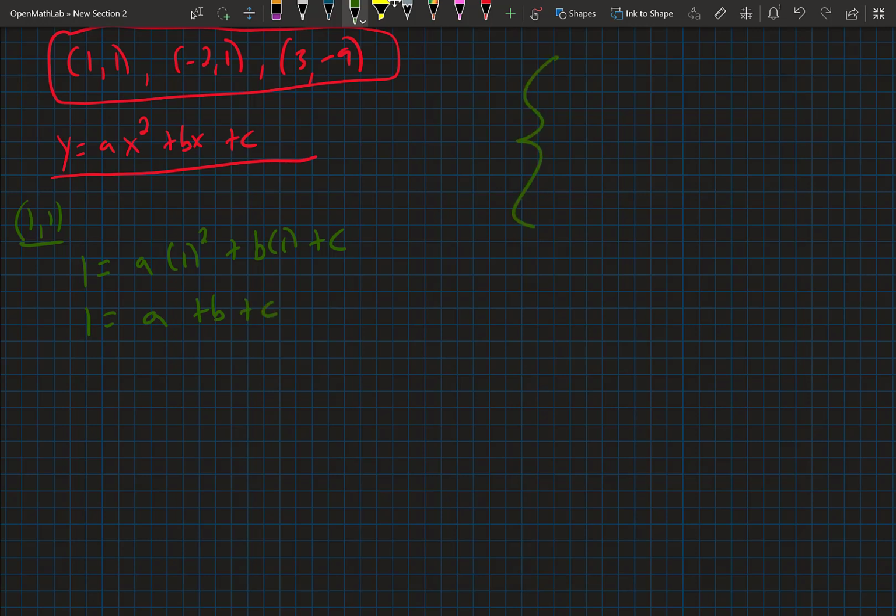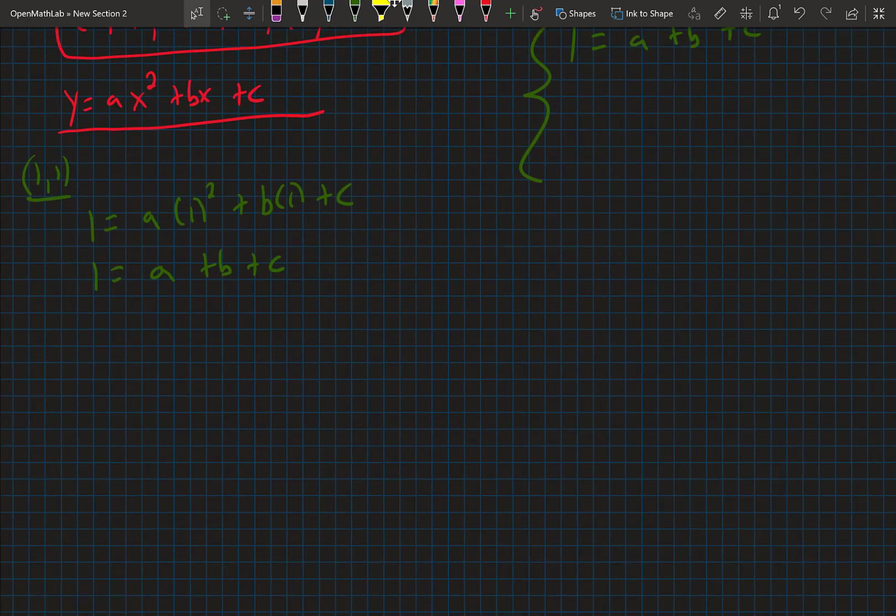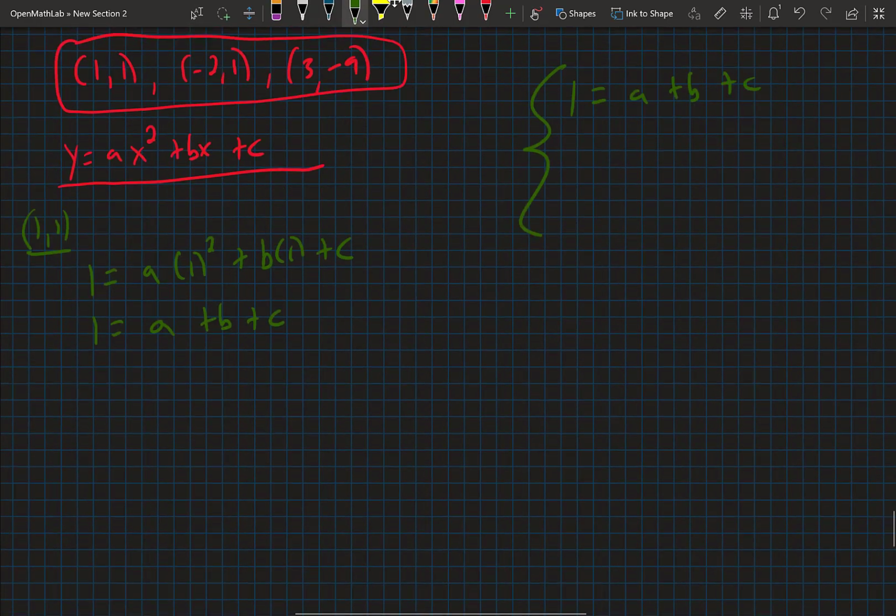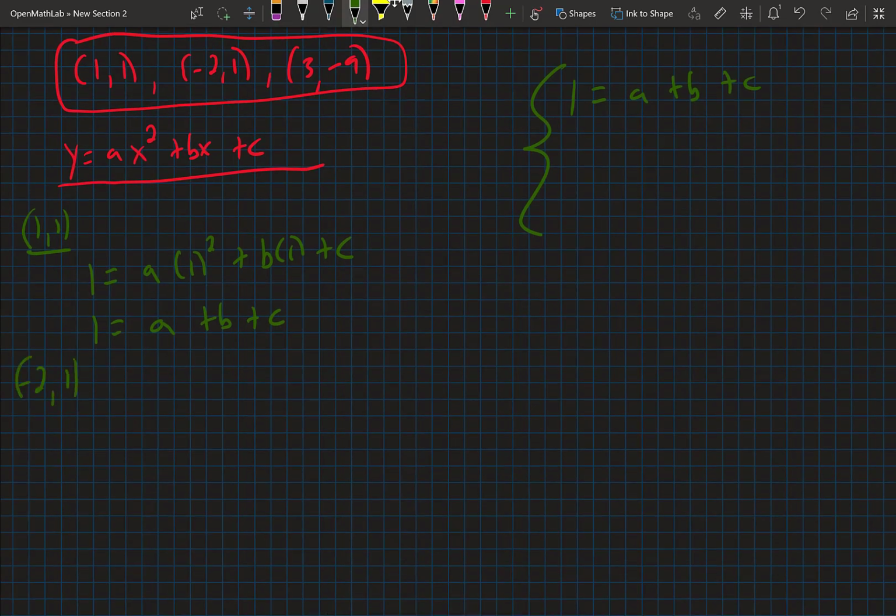So I'm going to gather these. Essentially what we're going to get are 3 linear equations with a, b, and c in them, and then we're going to solve the system of equations. I'm going to use the addition method. The next point is (-2, 1). This gives me 1 equals a times negative 2 squared plus b times negative 2 plus c, which gives me 1 equals 4a minus 2b plus c.